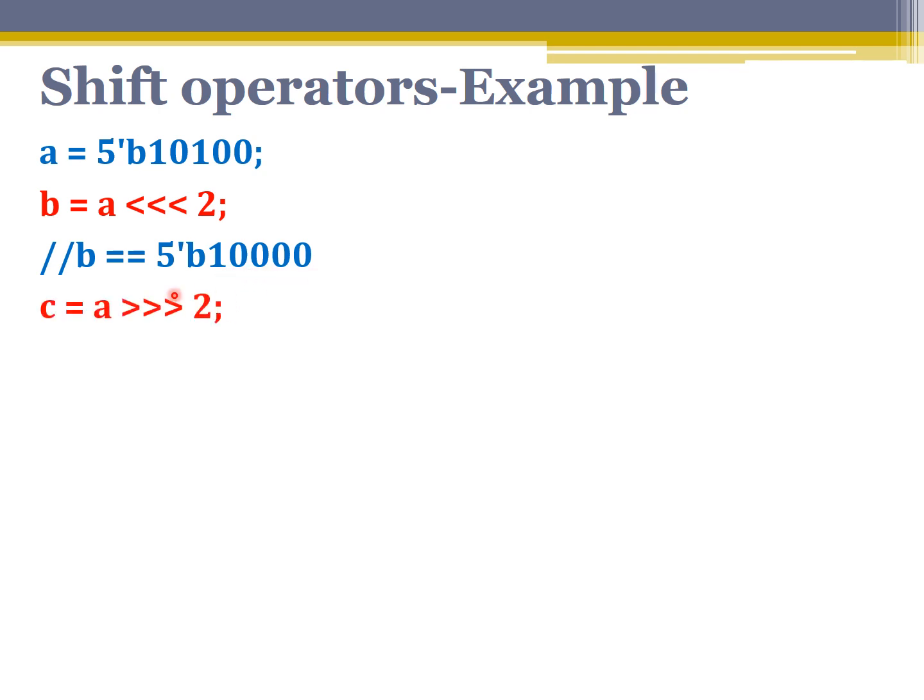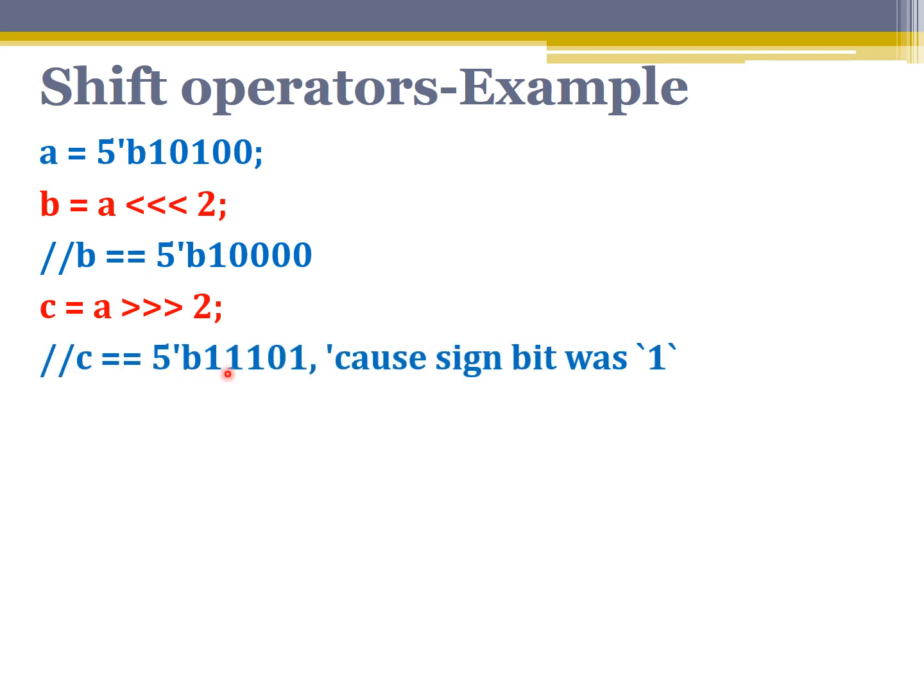Next, A right shift by 2. In this case, when we right shift by 2, this is arithmetic right shift because we have 3 greater than symbols. So when we right shift by 2, we are going to lose out the last 2 bits. So 101 comes in the end. In the vacant position for an arithmetic shift, we have to retain the MSB. What is the MSB here? 1. So the answer will be 11101 because the sign bit was a 1 in this case.